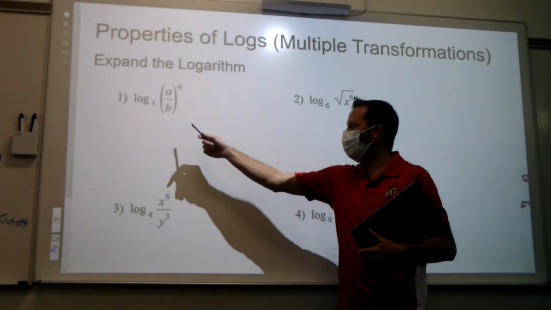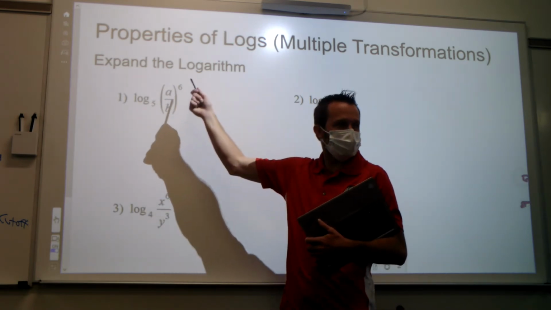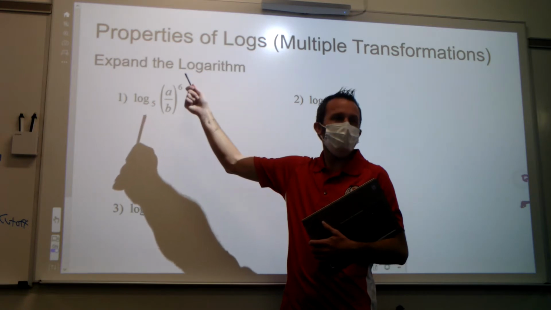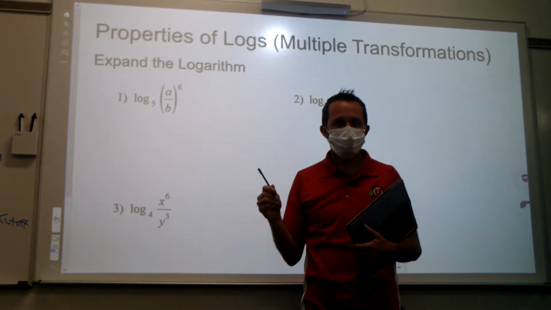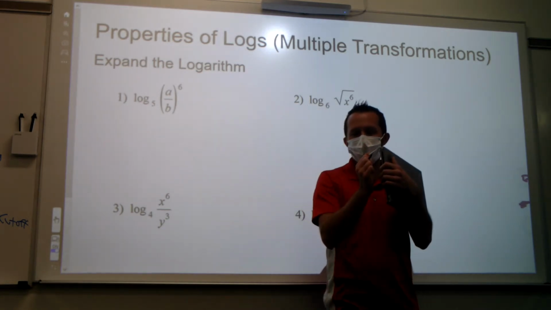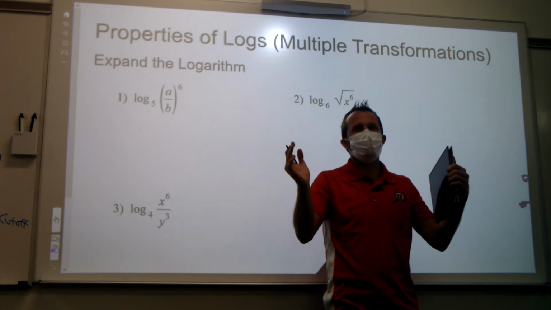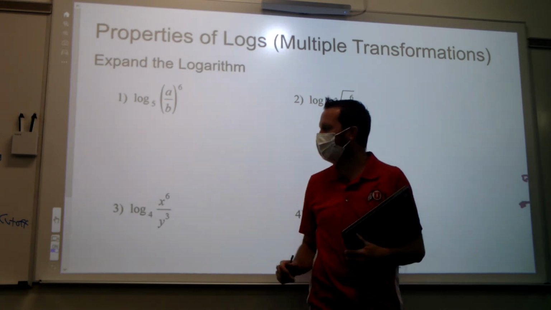So when I look at number 1, there's 2 things going on. I see a power, which would imply which property? Power property. And then I see division, which tells me what? Now, which order do you go in? Go from the outside in. Remember, ogres are like onions. Peel apart those layers one at a time.